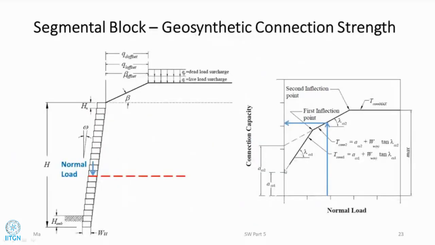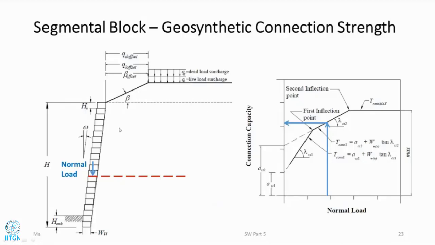Then from that we construct this idealized curve. It may be bilinear or trilinear, like this is another segment. After that, we assume this to be constant. So we will have these numbers and these angles. We can say this is some sort of adhesion and a friction angle, we can call it. So these values will be there.